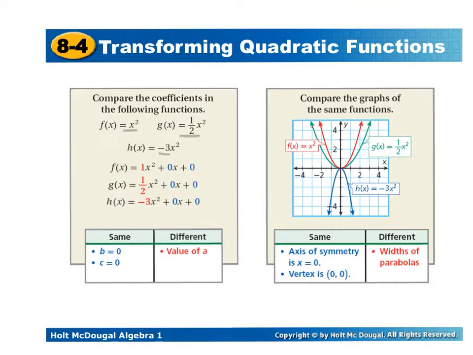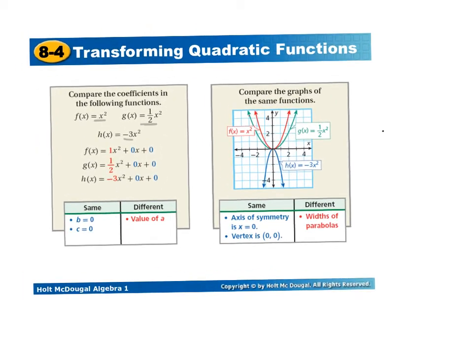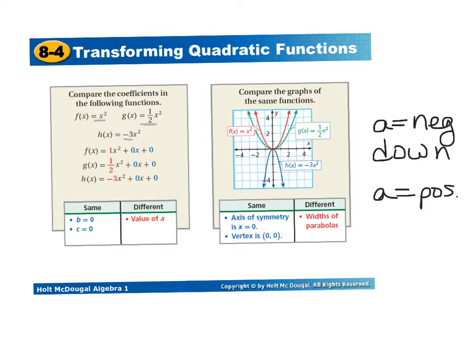So the number that's going to be in front of a is going to give us a lot of information. Remember, we've already learned that when a was negative, we knew that it was facing downward. When a was positive, it was facing upward. Now, the number in front of a is also going to tell us how wide our parabola is.